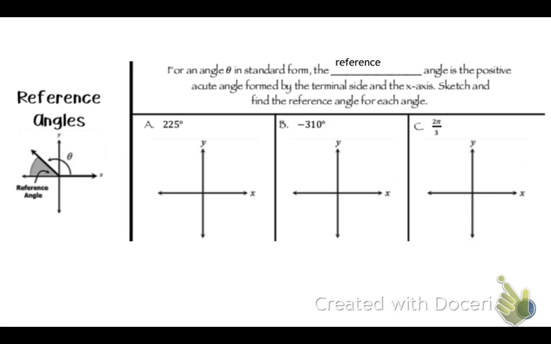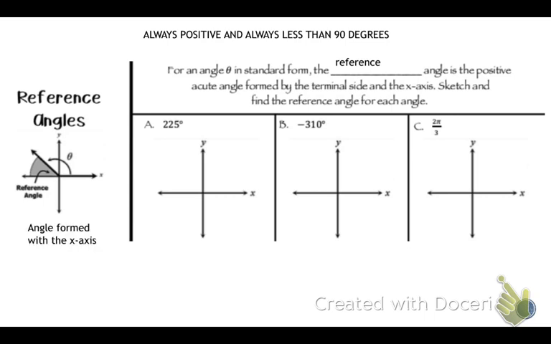So let's look at these ones. So if we have 225, the reference angle is always positive, it's always less than 90 degrees. So 225 is about right there. We need to go back to the x-axis. So we need to go back to 180. So if you just do 225 minus 180, you get 45. So that reference angle is 45.